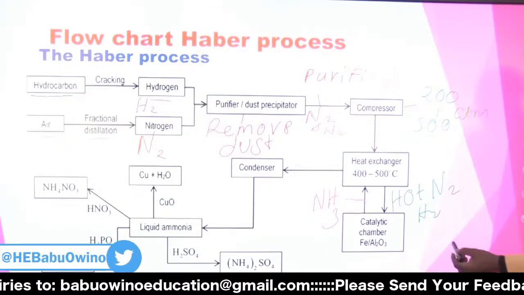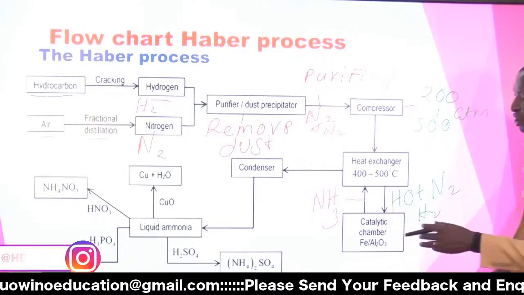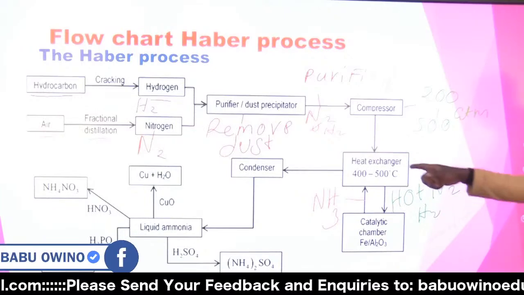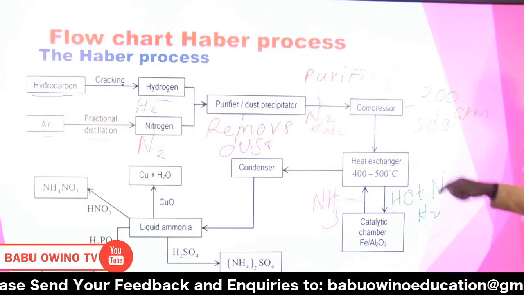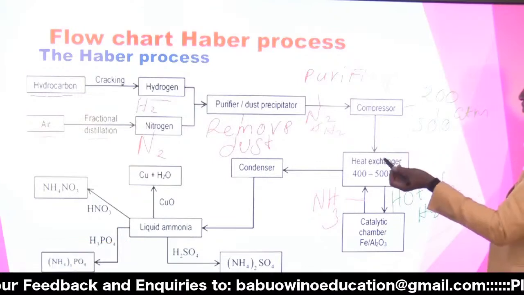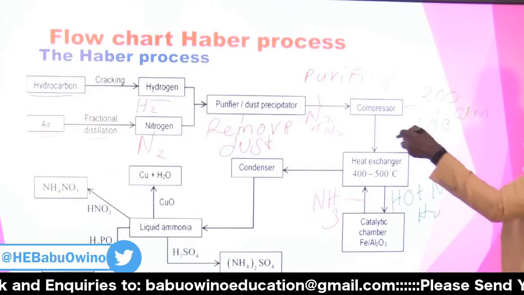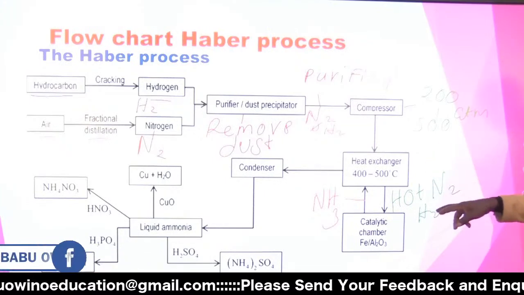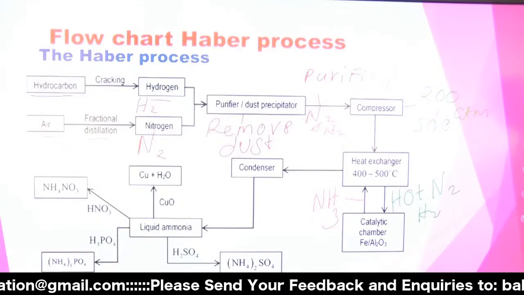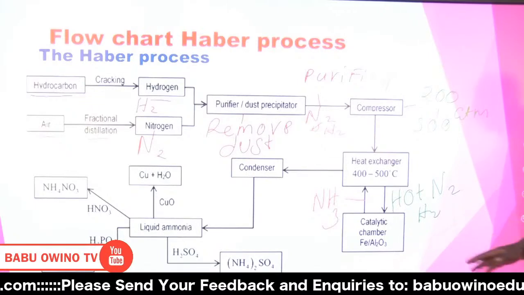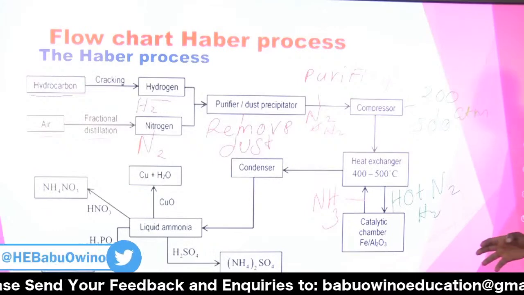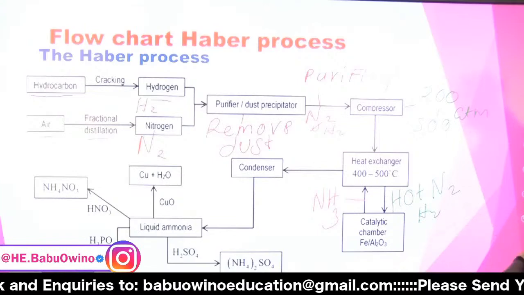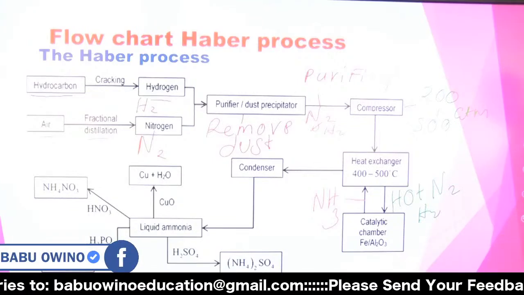So the ammonia gas, because it's hot, is taken to the heat exchanger, which tries to cool it, because the role of the heat exchanger is to heat the incoming gas, which is nitrogen and hydrogen. Here we have the purified and compressed gases entering the heat exchanger. When they go to the heat exchanger, they are heated to a temperature of 400 to 500 degrees Celsius. The hot gases are taken to the catalytic chamber, because the reaction will always occur at a temperature between 400 to 500 degrees Celsius.